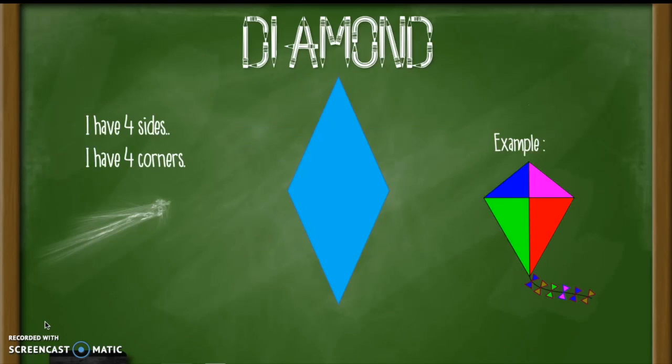The next is a diamond. A diamond has 4 sides and 4 corners, just like a rectangle and square. But a diamond has 2 obtuse angles and 2 acute angles, unlike rectangle and square, who both have all 90-degree angles. A great example of a diamond can be a kite.